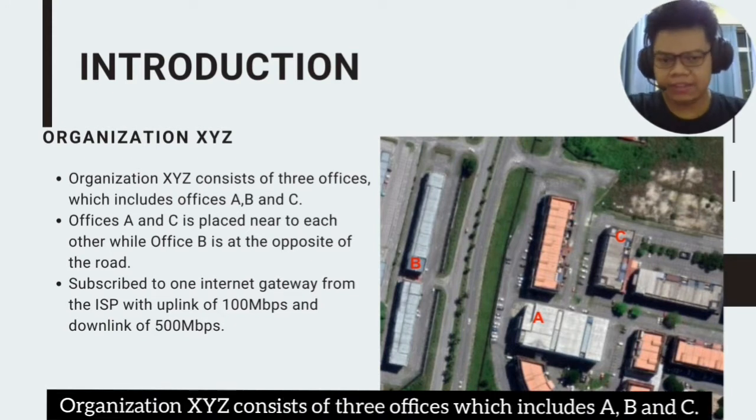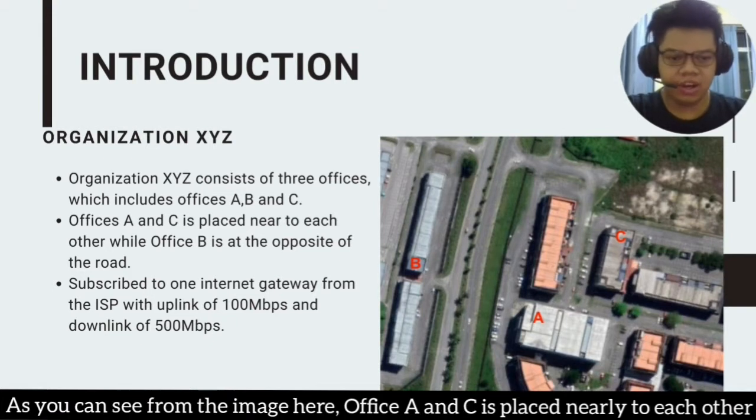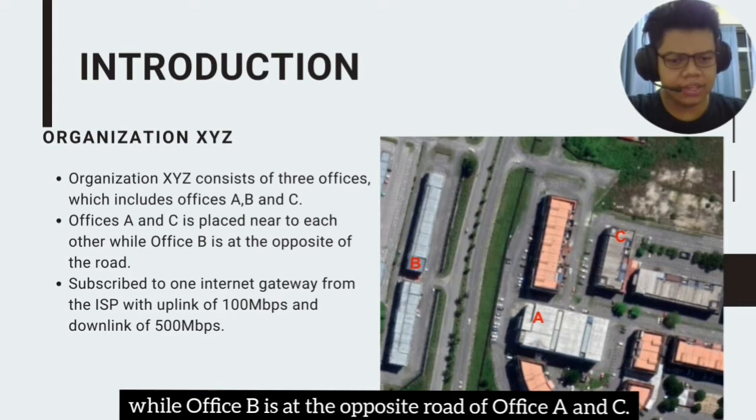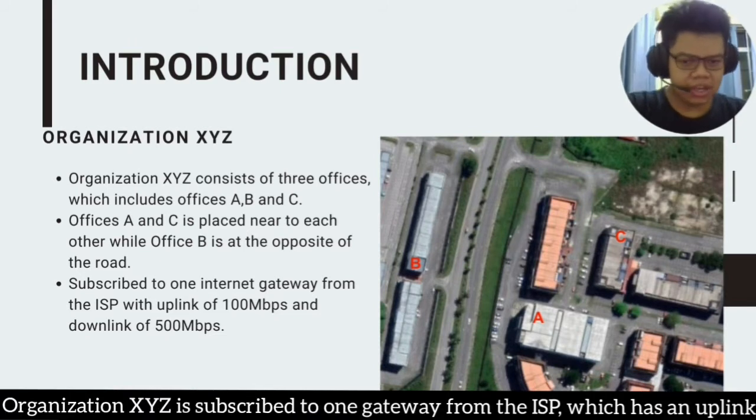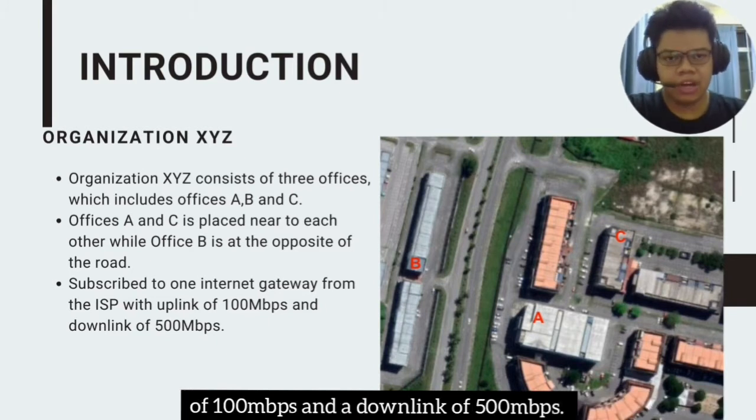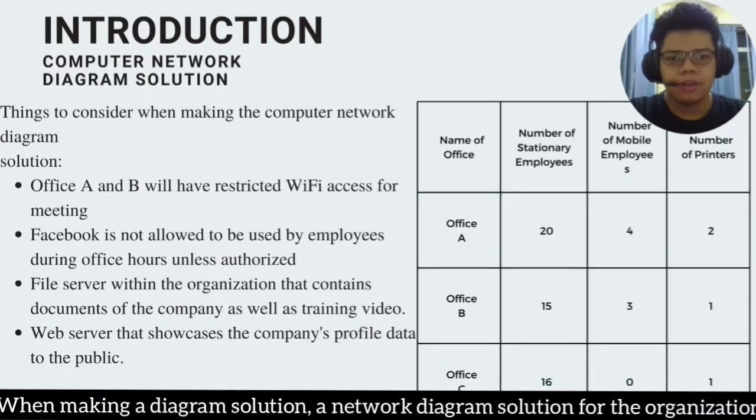Organization XYZ consists of three offices, which include Office A, B, and C. As you can see from the images, Office A and C are placed near each other, while Office B is on the opposite side of the road from Office A and C. Organization XYZ is subscribed to one gateway from the ISP with an uplink of 100 megabits per second and a downlink of 500 megabits per second.